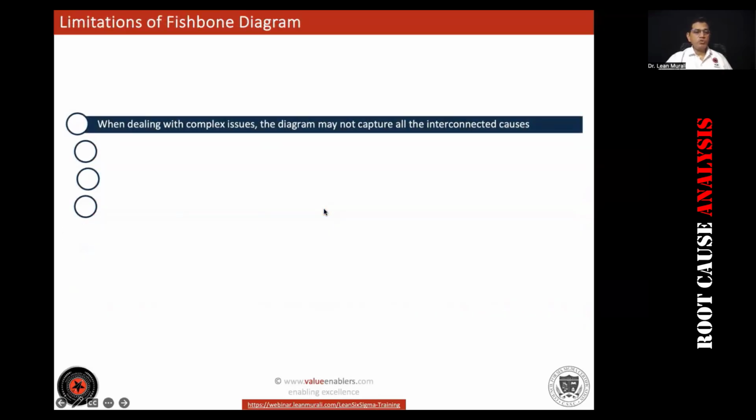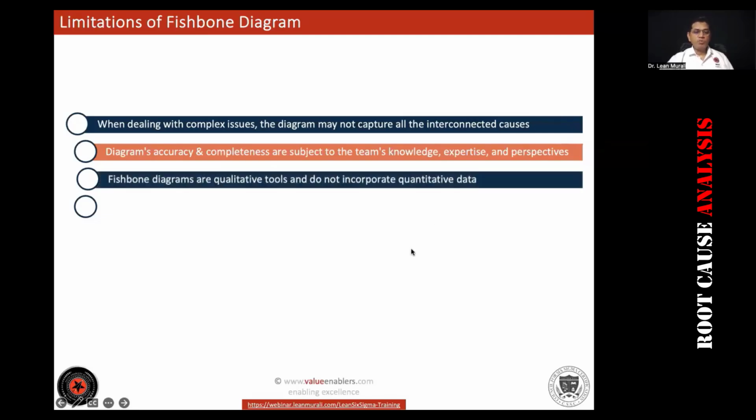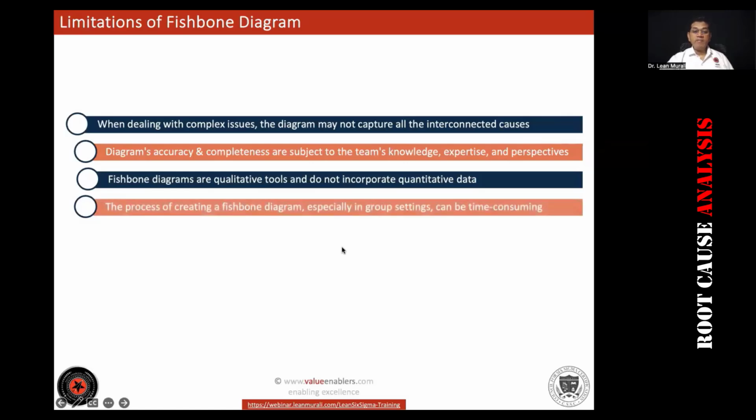Of course, there are limitations. When dealing with complex issues, the diagram may not capture all the interconnected causes. That's one limitation. The second limitation is that the diagram's accuracy and completeness are subject to the team. It's not data-based decision making, it is opinion-based decision making, based on the team's knowledge, expertise, and perspectives. Fishbone diagrams are also qualitative tools and do not incorporate quantitative data. And the process of creating a fishbone diagram, especially in a group setting, can be time consuming.